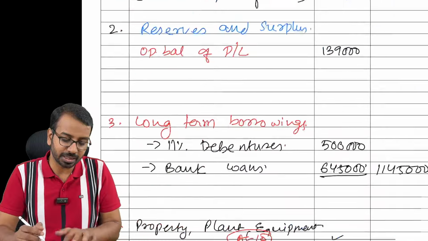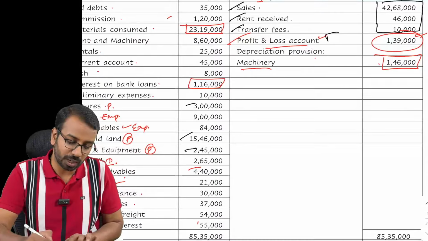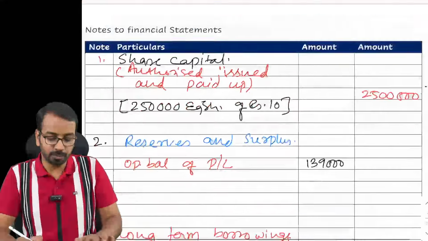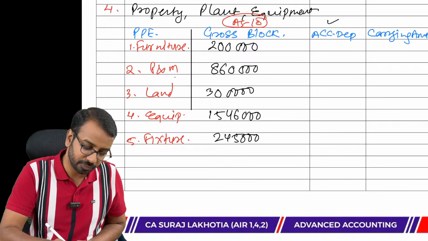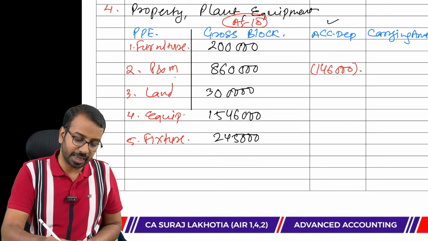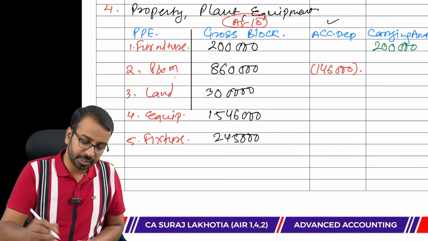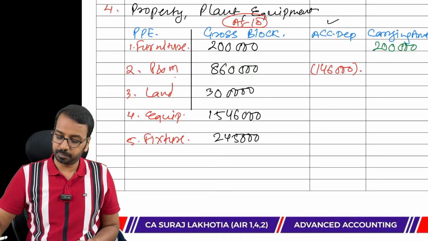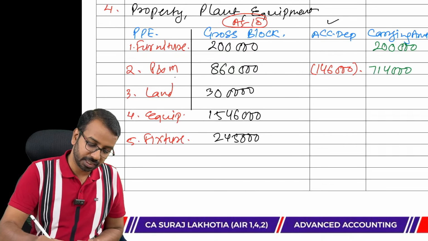Okay. Now in this case there is only depreciation for machinery, which is 1 lakh 46,000. So we have also considered this. Here under plant and machinery we will reduce 1 lakh 46,000. So what is the carrying amount? Furniture 2 lakhs. 860 minus 1 lakh 46,000, we have 7 lakh 14,000.